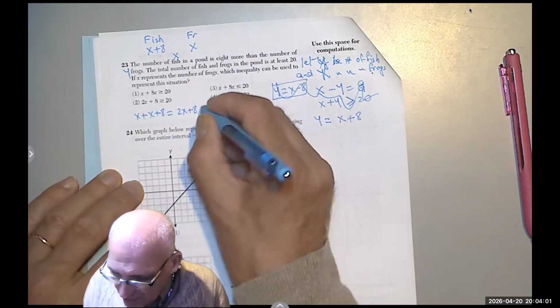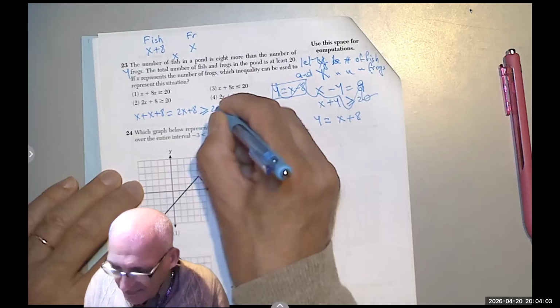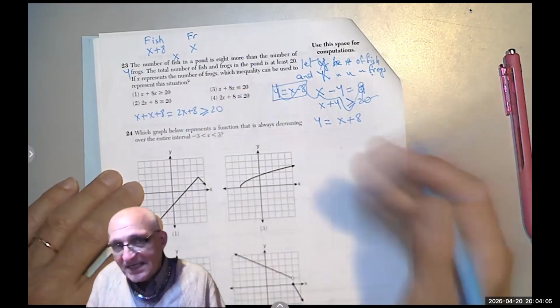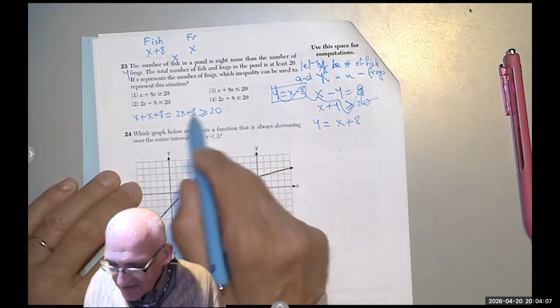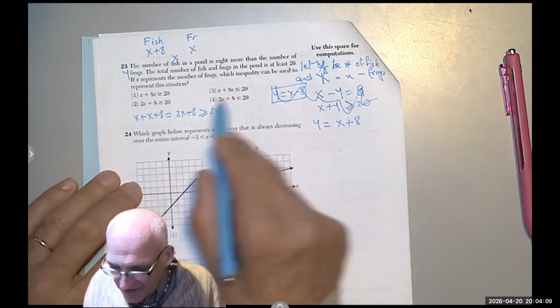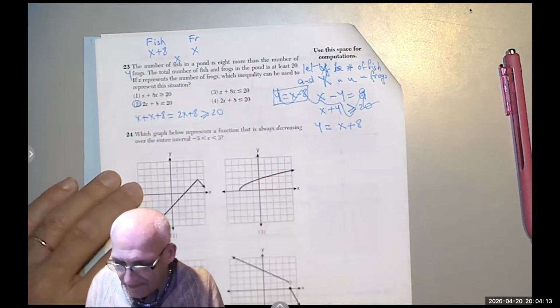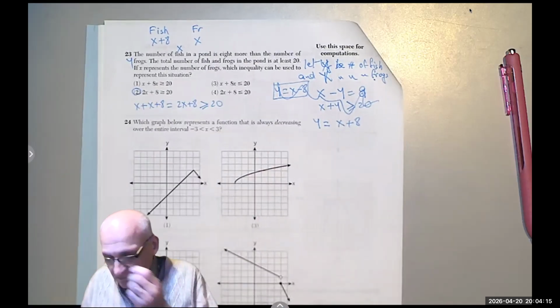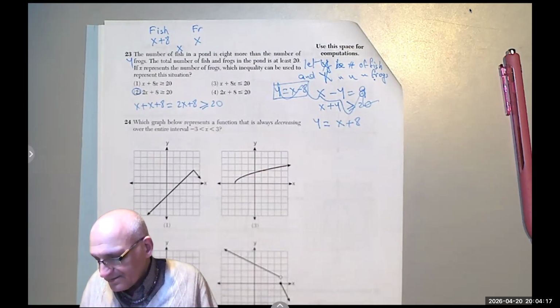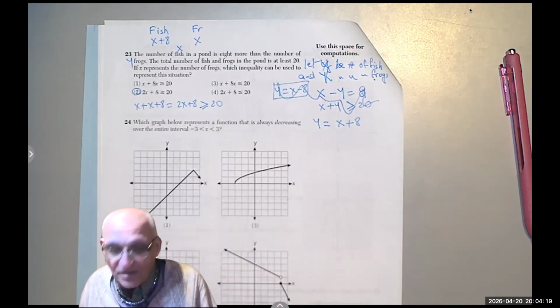They tell you it has to be at least 20, meaning 20 or more. They cannot be less. 2x plus 8 is greater than or equal to 20, which is number 2. Oh, I should have read it. I'm sorry.